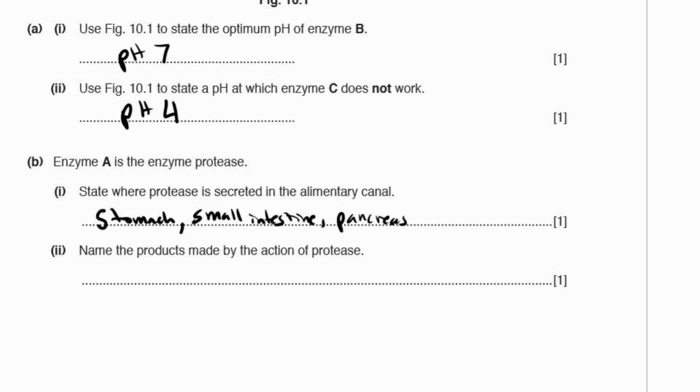Okay, name the products made by the action of protease. Okay, protease breaks down proteins, and when you break down proteins, they become amino acids. All right, there we go. And let's move on to part C.